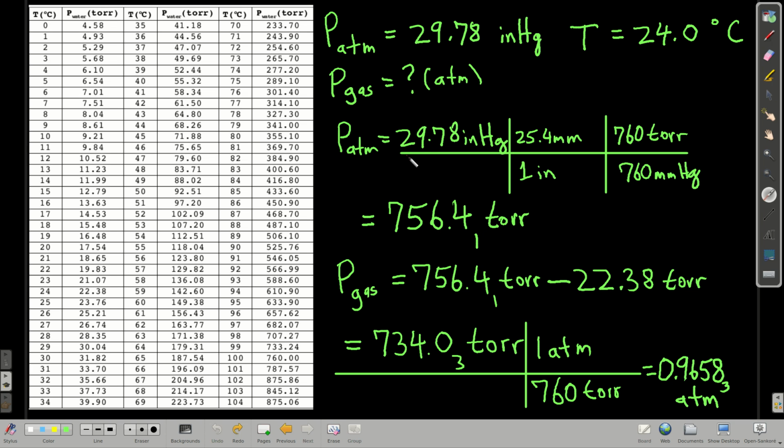To find the pressure of the gas by itself, we just look up the vapor pressure of water at this temperature. So we come over here: 22.38 torr is the vapor pressure of water at that temperature. Subtract it from the atmospheric pressure, and the difference is 734 torr. And if we needed it in atmospheres, we just take this, multiply it by 1 atmosphere per 760 torr, and we'd end up with 0.9658 atmospheres.